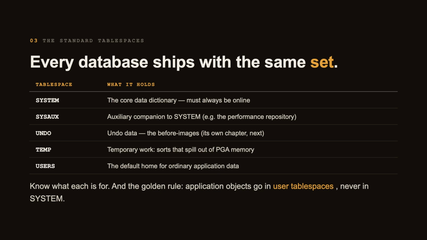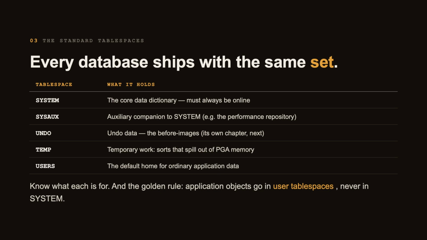Every database is created with a predictable set of tablespaces, and you should know what each is for. System holds the core data dictionary, Oracle's own metadata, and it must always be online. SYSAUX is the auxiliary companion to System. It holds supporting components like the performance repository, so they don't clutter System. Undo stores undo data, the before images, and it's important enough to get its own chapter, which is next. TEMP is the temporary tablespace used for sorts and other work that spills out of PGA memory. Remember that from Chapter 3. And there's usually a default tablespace like users for ordinary application data.